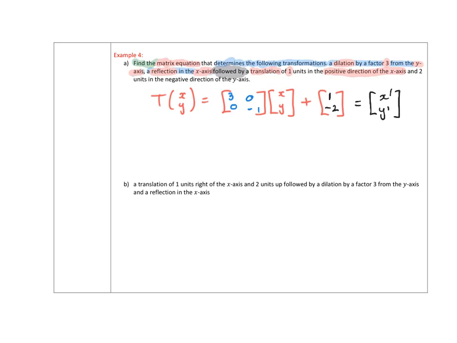In part B, we're also asked to find the matrix equation. But this time we can see that the phrasing says a translation of 1 unit right of the x-axis and 2 units up, followed by, so this happens after the translations now, so followed by a dilation by factor 3 from the y-axis and a reflection in the x-axis. So we can see that our usual scaffold for a matrix equation is not going to apply.